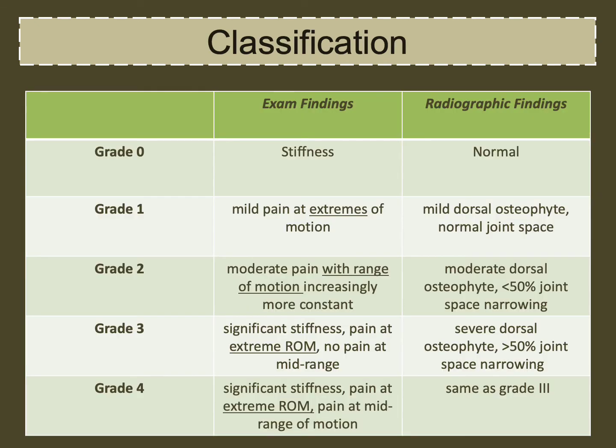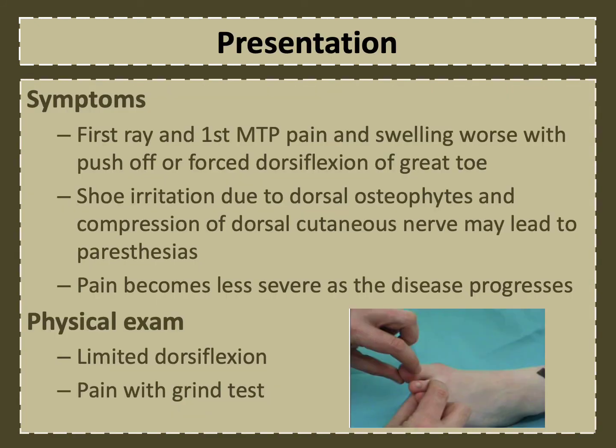The classification scheme is similar to other arthritic classification schemes. I don't know that there is much value in memorizing what's considered a grade 0 or a grade 4, unless you're doing research papers. But it is a good idea to understand what's mild, what's moderate, and what's severe, and how you would treat them. So these people typically will have first MTP pain and swelling, especially with dorsiflexion.